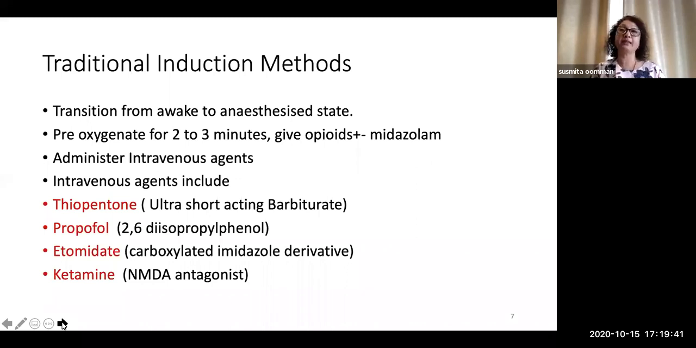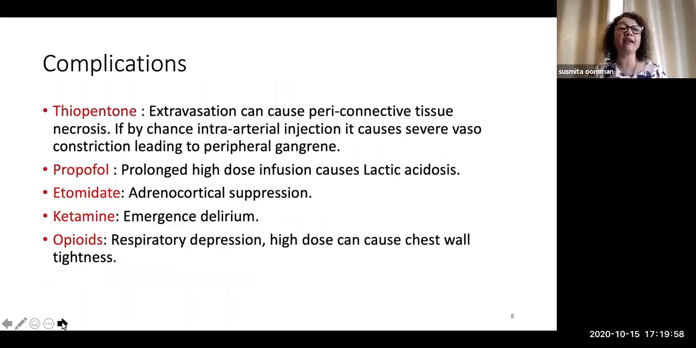So all of that helps the anesthetist to tailor-make his choice. Now, with intravenous agents, just as you give the injection, the patient just drifts off to sleep. So the next thing we see here is, what are the possible complications that can happen from these drugs?